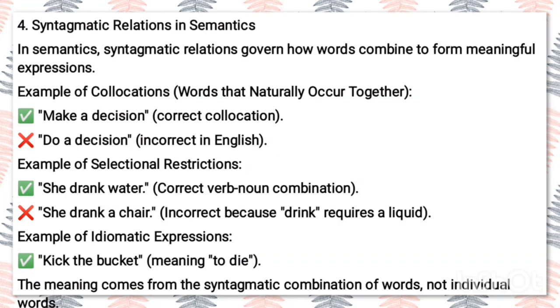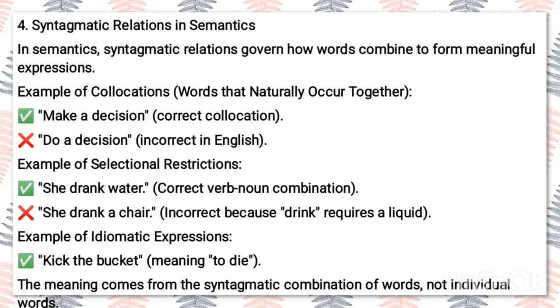In semantics, syntagmatic relations govern how words combine to form meaningful expressions. The relations between words in a sentence can change the meaning depending on how they are sequenced. For example of collocations, words that naturally occur together. Correct collocation: make a decision. Make a decision is a correct collocation because these words naturally combine in English. Saying do a decision would be incorrect because do and decision don't typically combine in this way.